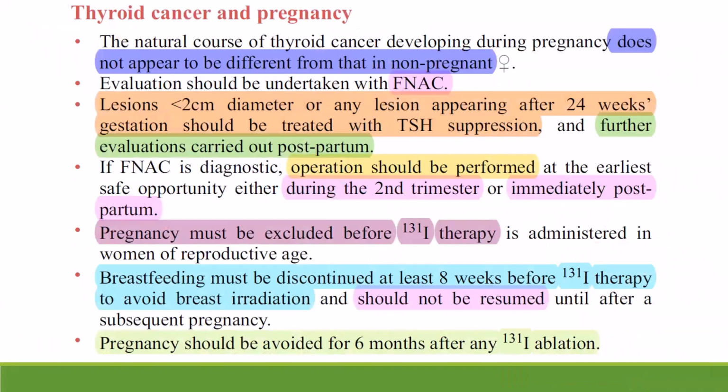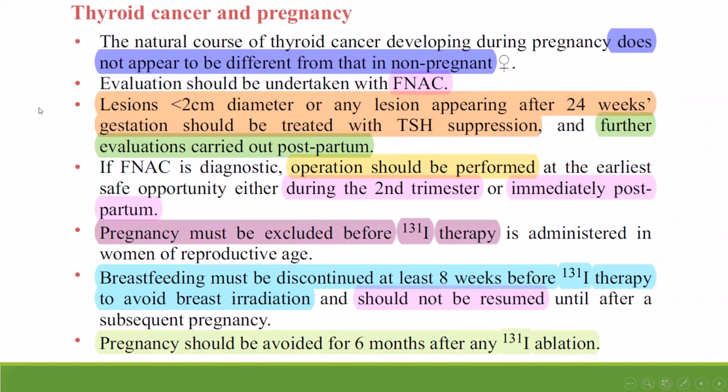Thyroid cancer in pregnancy is actually not different from that in non-pregnant patients, but don't forget that surgery, if done, should be in the second trimester, and radioactive iodine is contraindicated, either scanning or therapeutic. And actually, if we cannot operate on a pregnant female, we should give a suppressive dose of levothyroxine.